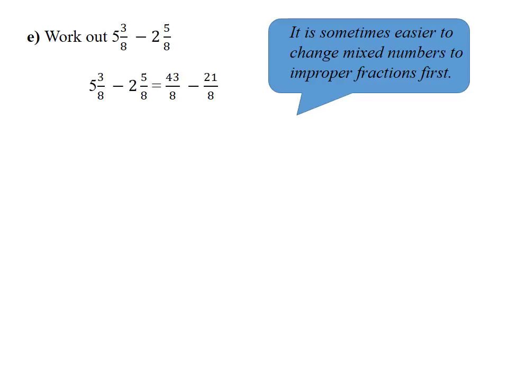So now we've got two top-heavy fractions, but the denominators are the same. So we can simply do the subtraction. That's 43 take away 21, and the answer is going to be in eighths. So that leaves us with 22/8. It's a top-heavy fraction, so we're going to divide the bottom number into the top number. So 8 into 22 goes 2, and there are 6 left over. That's 6/8. And that will cancel down to 3/4. Okay, so 2 3/4 is the final answer for that question.